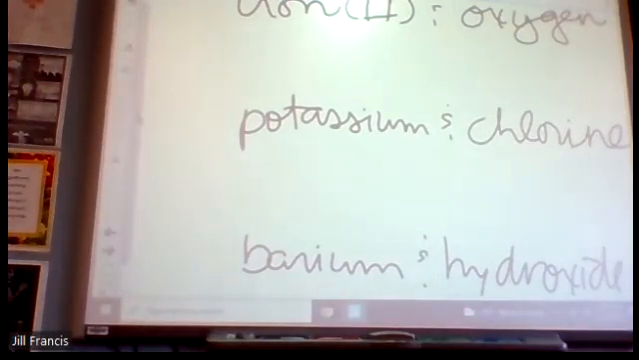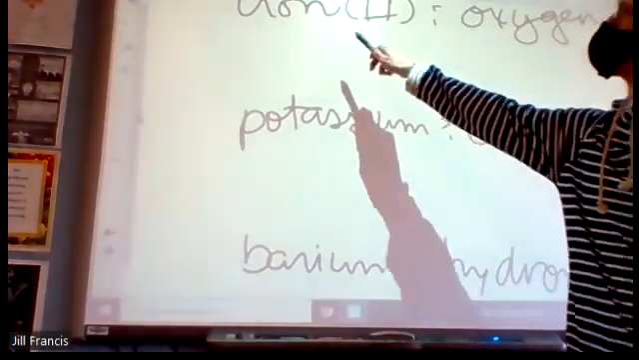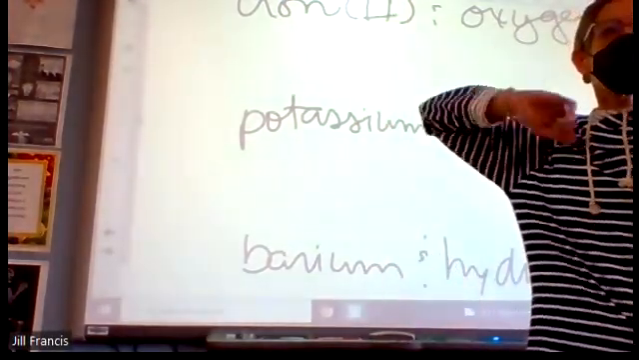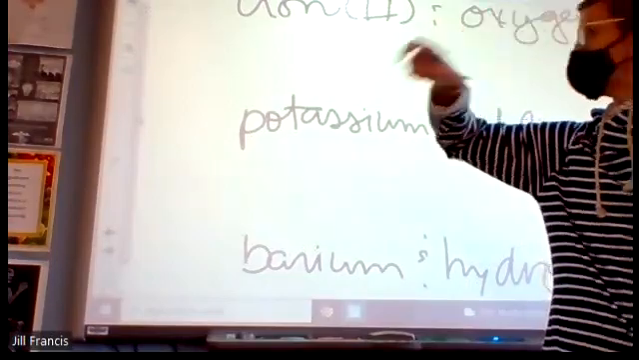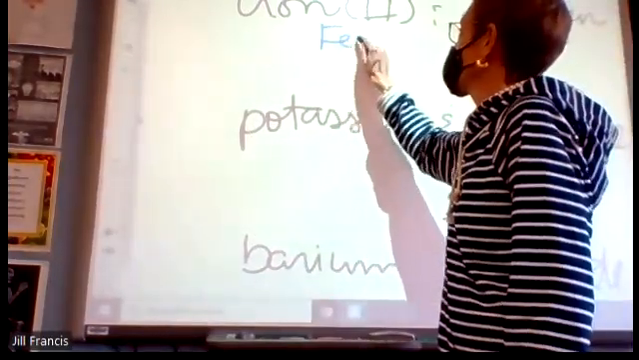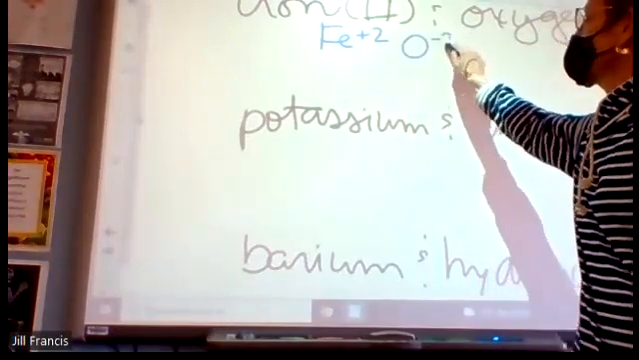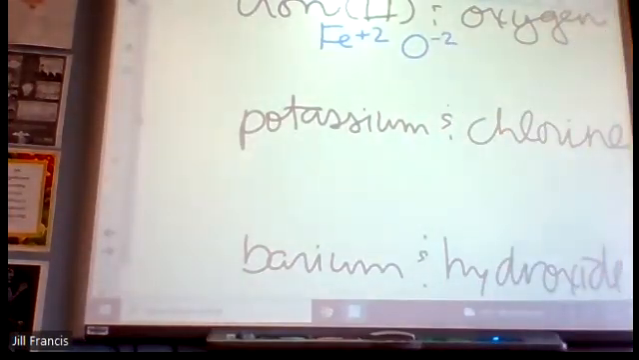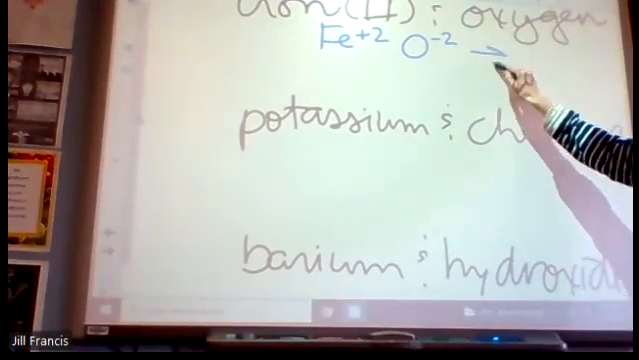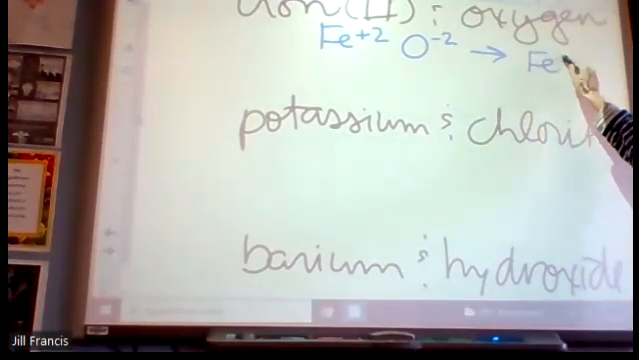All right, so what are the important things we have to know to be able to write these formulas correctly? Aiden? Charges. Okay, so we have to have the symbols and the charges. So iron 2 means that the charge on iron is going to be what? 2. Okay, so we know iron is Fe+2. Oxygen always has a charge of -2. It's in group 16. So when we write that formula, we only need one of each because the 2's are going to cancel out. So you should have had FeO.